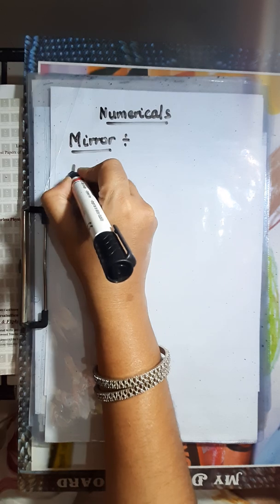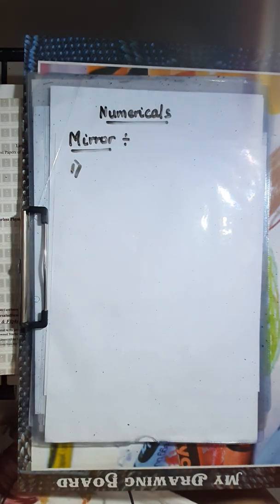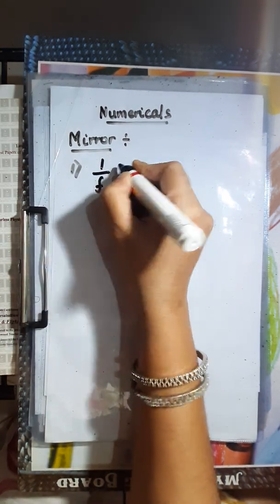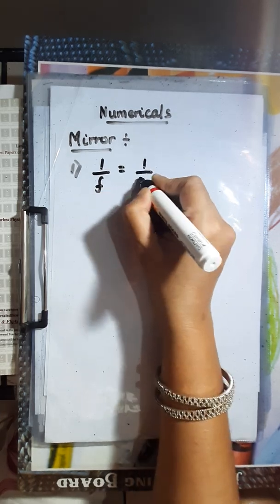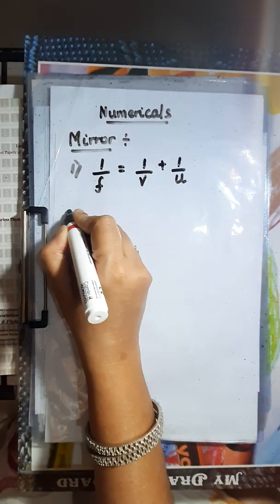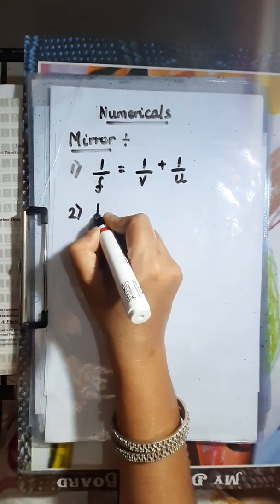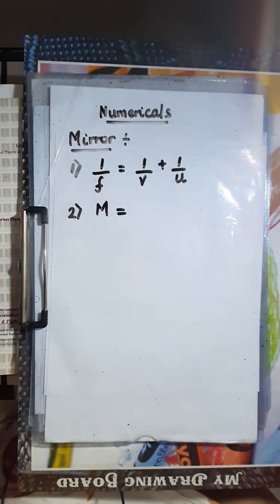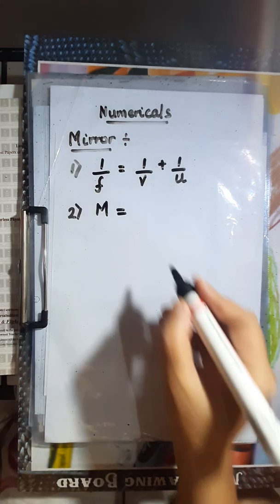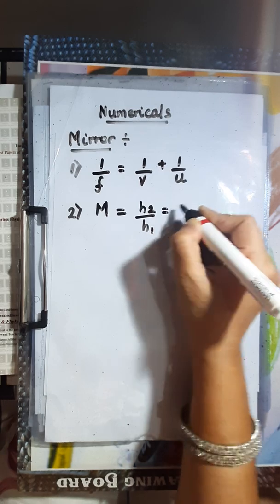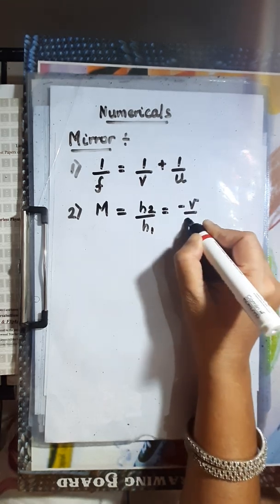Okay, first formula is 1 upon f is equal to 1 upon v plus 1 upon u. And the second formula I have to learn is magnification is equal to h2 upon h1, which is equal to minus v upon u.